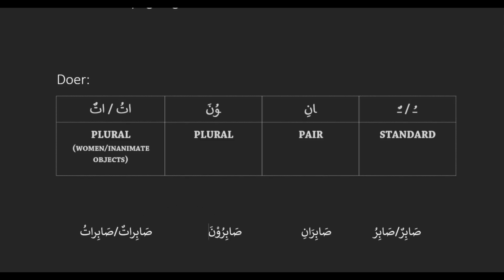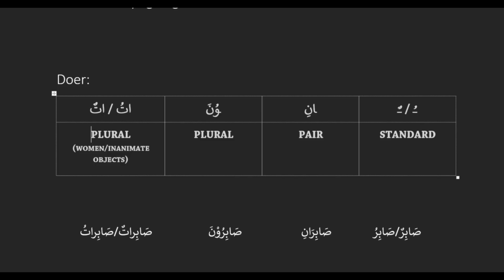So I have a question. Why do we have four of the same name tag? Right, four name tags for the same thing, for doer. That's a good question, actually. You see how you have these little labels here: standard, pair, plural. You'll use a different name tag depending on the number of the word and sometimes the gender of the word.